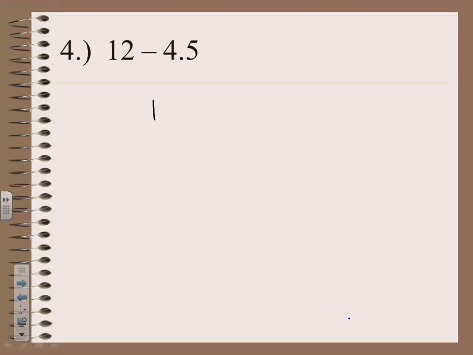All right, here we go. Whole number's 12. I can put a decimal at the end of the whole number. I can put a 0 if I want. I can put as many zeros as I want to. I'm going to line these up vertically by their decimals.